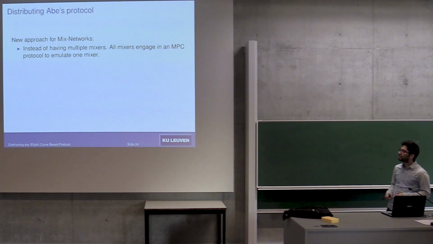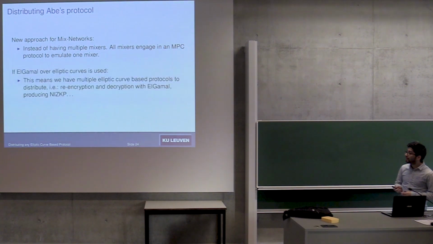And the approach we considered in this paper is that instead of having multiple mixers one after the other, we can consider only one mixer where all the mixers engage in an MPC protocol to emulate it. And so as I said, we took this as an application for our protocol because if ElGamal over elliptic curve is the scheme that is used to encrypt, then we can use our protocol to distribute it. And that means we need to distribute re-encryption and decryption and the zero-knowledge proofs and actually any computation that involves elliptic curve points.